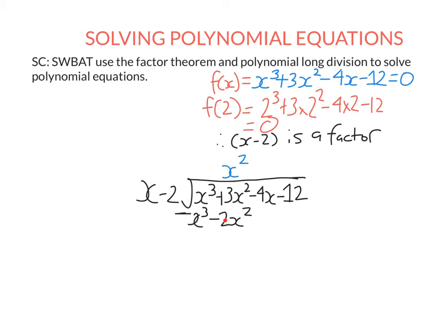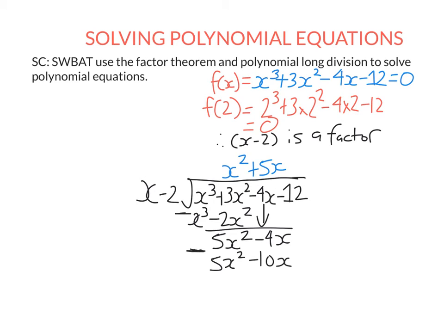3x squared minus 2x squared just gives us 5x squared. So whenever we've got the remainder, we divide by the leading term. 5x squared divided by x is 5x. Now we bring down the next term, and then we multiply this by x minus 2. So 5x times x, and then 5x times minus 2. Once again, we subtract to find the remainder. Minus 4x minus minus 10x gives us positive 6x. Whenever we've got a remainder, we divide by the leading term. 6x divided by x is just 6.